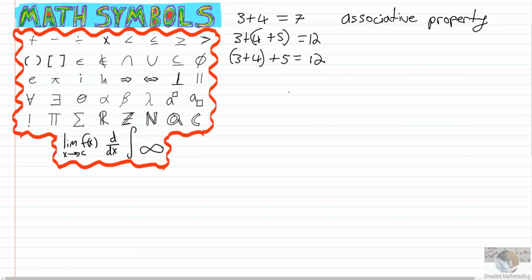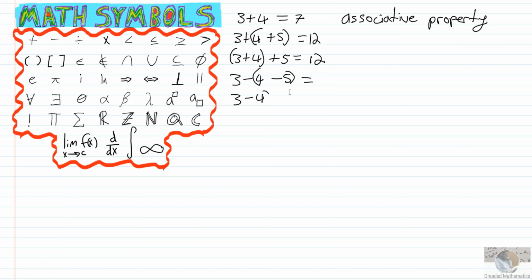Okay? Now that's addition. What if we said 3 minus 4 minus 5? And we grouped the 4 and the 5, and then in the other case we group 3 minus 4 and then minus 5. The question is, are these two statements the same? Let's look. 4 minus 5 is minus 1. So here we have 3 minus a minus 1. Two negatives make a positive, and this is 4.